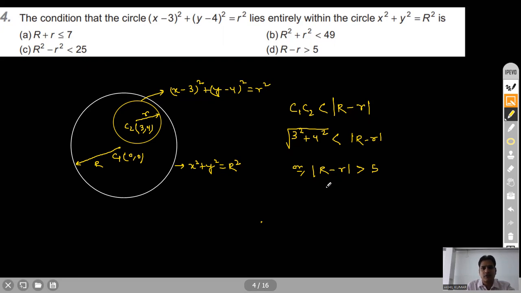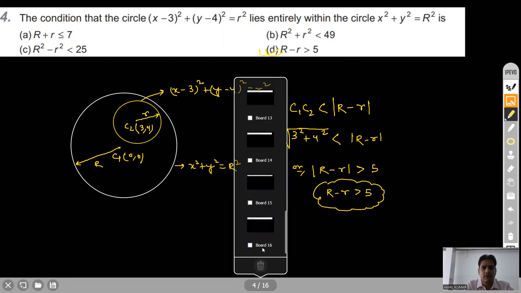So we can remove this modulus also, and simply write it as R minus r is greater than 5. Why? Because capital R is greater than small r, right? So this will be the condition for this yellow colored circle to lie completely in this white colored circle. Okay, so option D is correct. So this was our question number 4.